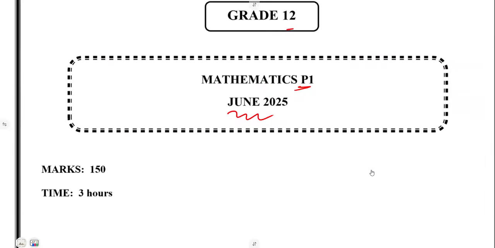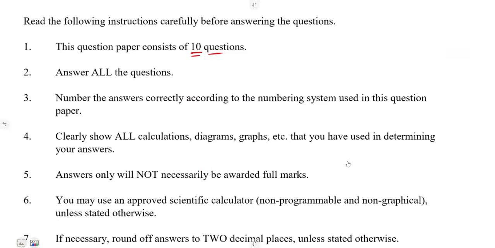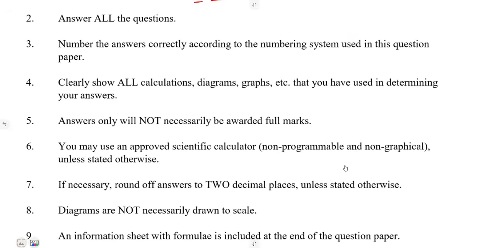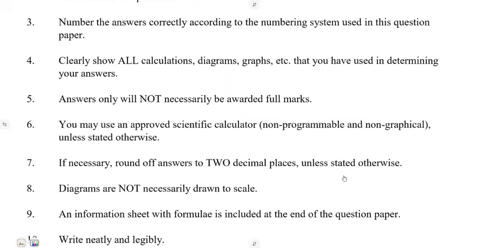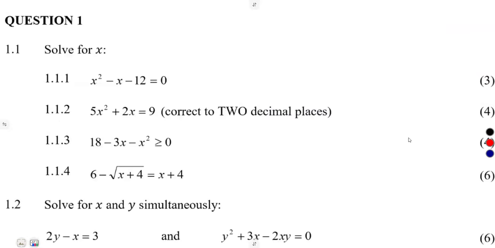That is what we had, and I'm not going to waste your time here. 150 marks, 3 hours time that you are required to answer the 10 questions that you are given. So make sure that you read the instructions and the information that you are given here, especially your answers. They must be to two decimal places unless stated otherwise. So that was the condition. So I'm not going to waste your time.